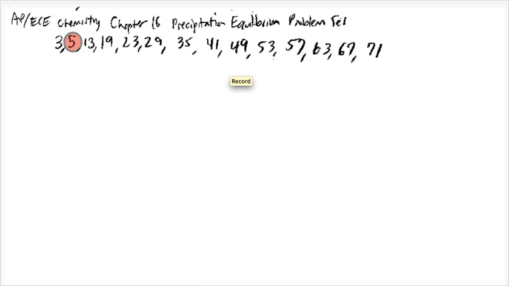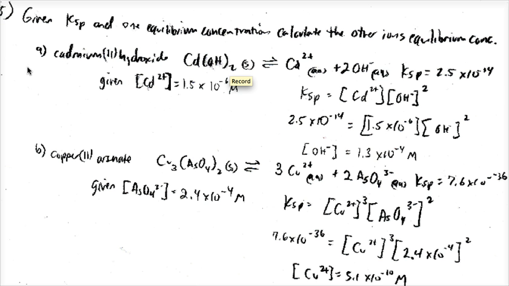Take a look at problem 5. In problem 5, you're given the KSP and one equilibrium concentration, then you're asked to calculate the other ion's equilibrium concentration. So in part A, you've got cadmium hydroxide, and you can write an equilibrium equation for it. That's right here. And you can find the KSP value. You're given that KSP value, 2.4 times 10 to the negative 14th, and you're given that the cadmium concentration is 1.5 times 10 to the negative 6 molar. So you write your KSP expression, taking into account the coefficients in the equilibrium equation, and then algebraically solve for the hydroxide concentration, the one unknown here.